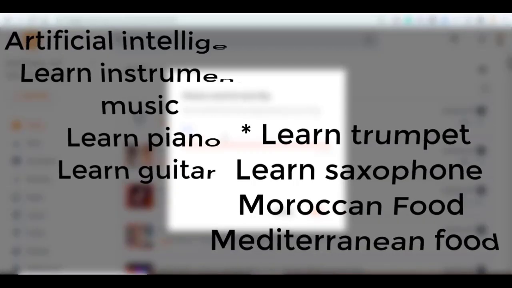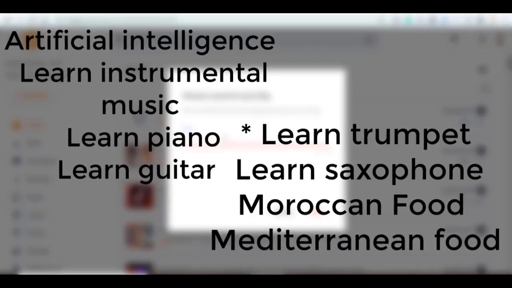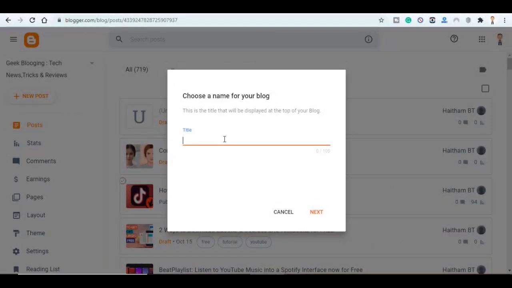Here is a personal list of most accepted niche by Google. In my case, I'll choose Moroccan food since I'm Moroccan. So for the title, I'll go with this, click on next. And for the link, it doesn't really matter since we'll link it with a paid domain. And click on save.